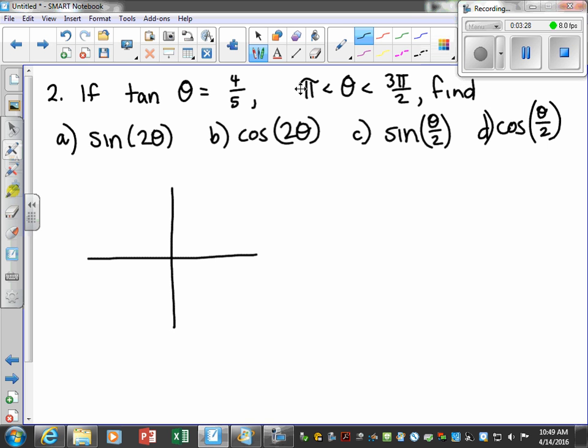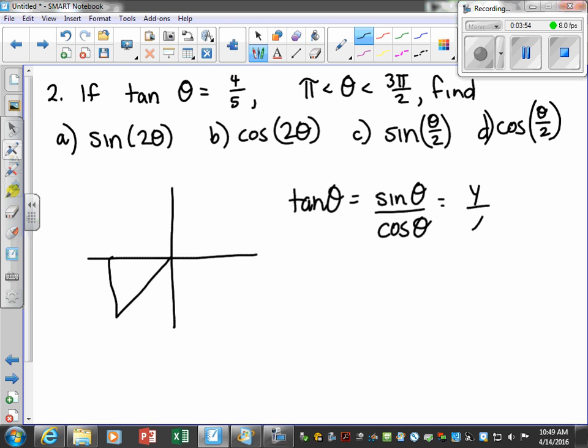So it's between pi and 3 pi over 2. So which quadrant does that tell me we're in? Good, quadrant 3. So I'm going to draw a representative triangle there. And now my tangent theta is defined to be what? It's the sine over the cosine, or what about in terms of x and y? It's your y value divided by your x value.